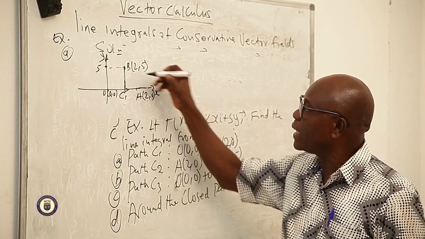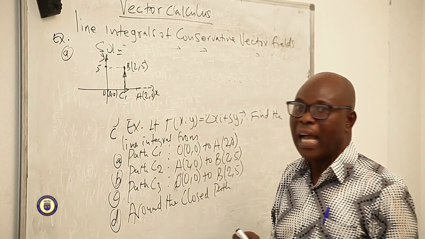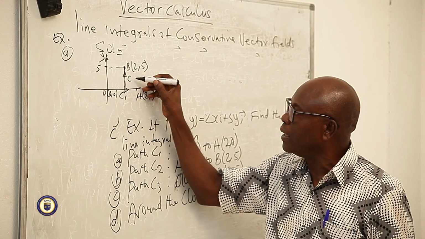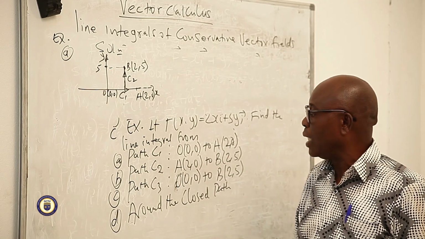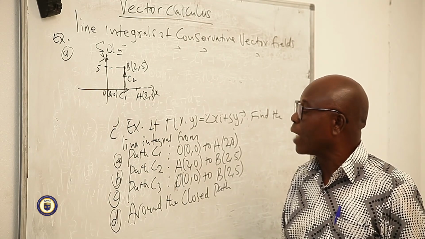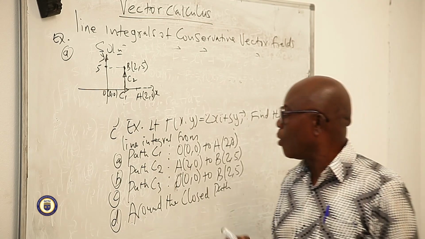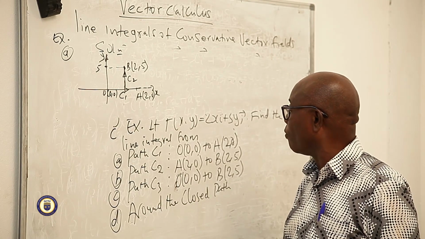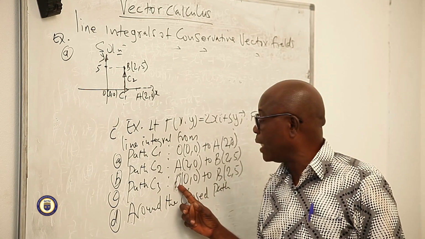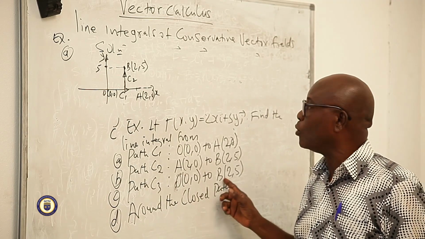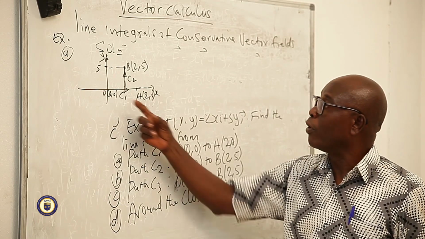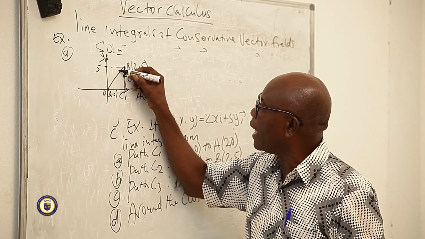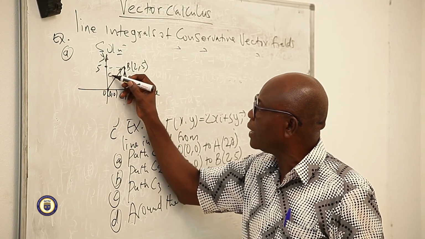So it means that we are going to find the line integral along the path AB, and that will be C2. And then we are going to look at the third one, where we move along path 3, C3. We can move from 0, 0 to B, which is 2, 5. So we can have the line integral around the path 3.